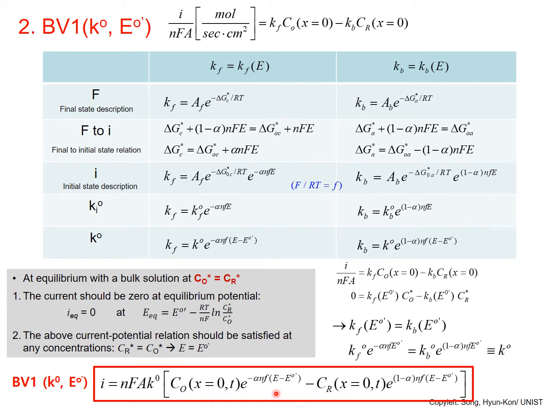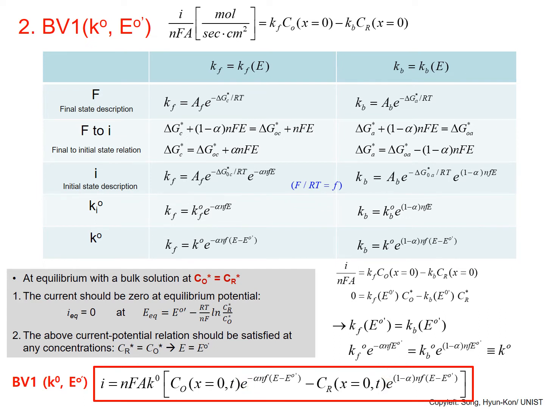For the cathodic process, your potential dependent term is read as exponential of minus alpha nF (E minus E0 prime). For the backward reaction, the potential dependent term is read as exponential function of (1 minus alpha) nF (E minus E0 prime), the formal potential. So you can find alpha for the forward reaction or cathodic process, and 1 minus alpha is found for the anodic process. The signs are different. Here is the minus, here is the plus.